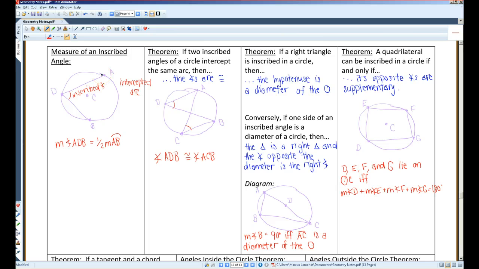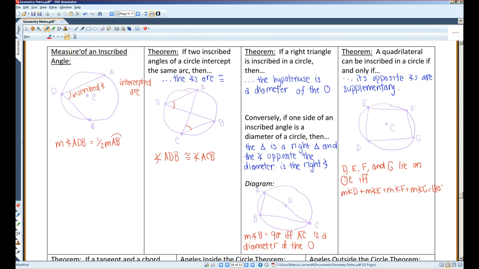An inscribed angle is an angle whose vertex is on a circle and whose sides contain chords of the circle. So for example, this here, angle ADB, that would be an inscribed angle. The arc that lies in the interior of the inscribed angle and has endpoints on the angle is called the intercepted arc of the angle. So in this case, arc AB would be the intercepted arc.